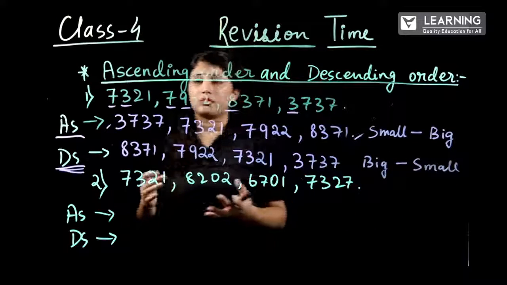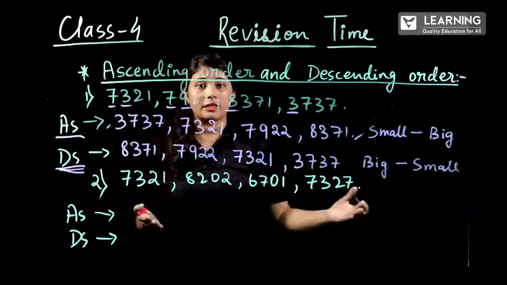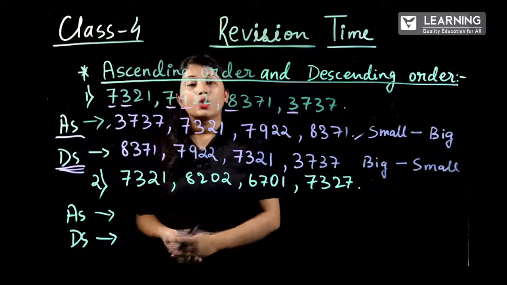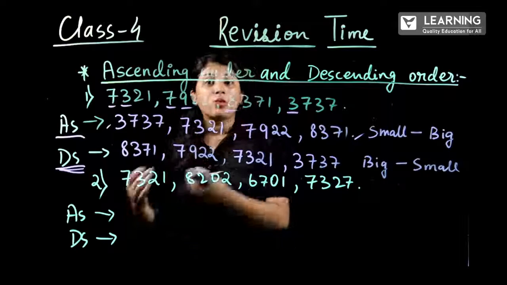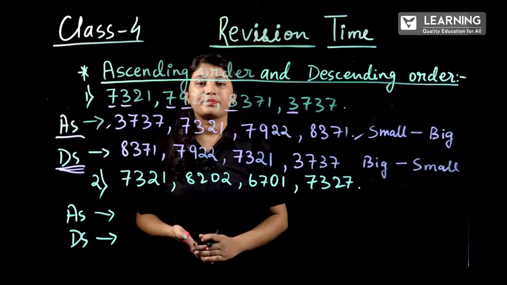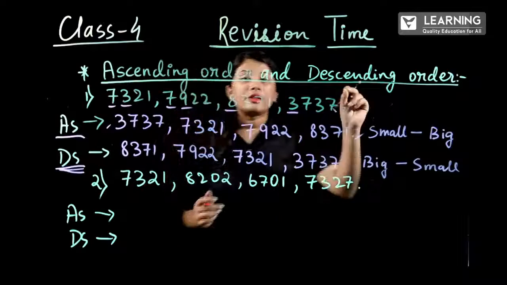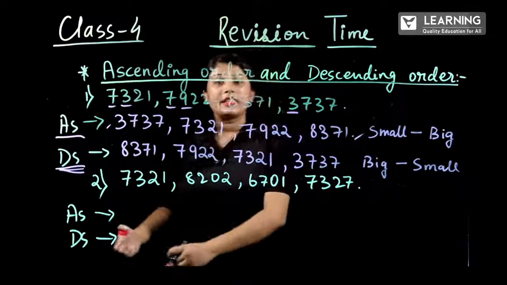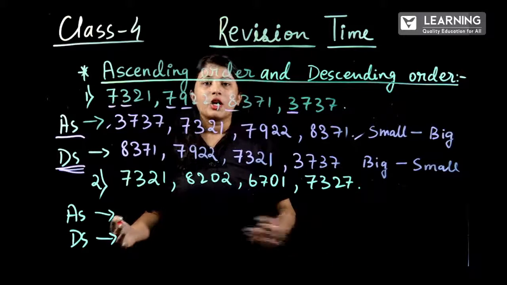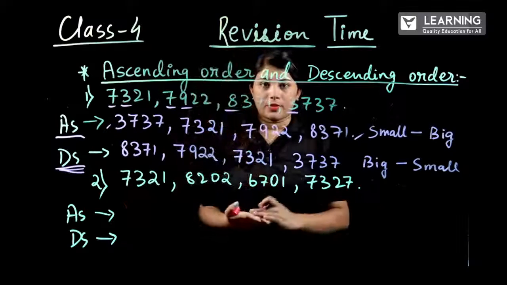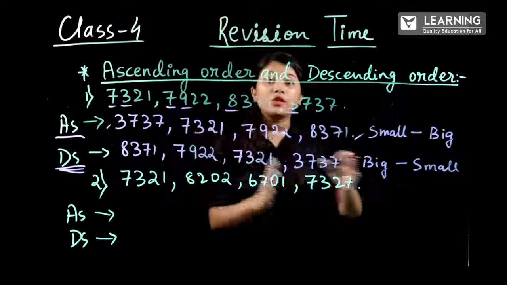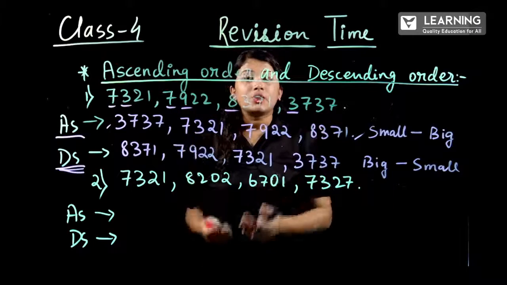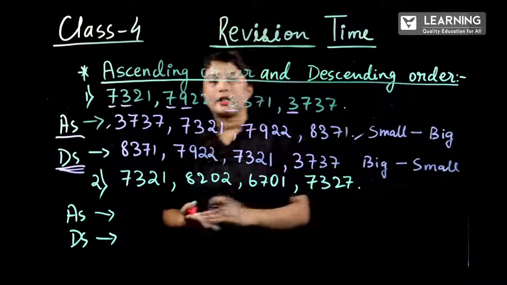I have seen most of the students, they suffer in ascending order and descending order. They are not able to find the smallest number from the sequence. That is why this revision time I have focused on ascending and descending order and also finding the greatest and smallest. So this was from your book itself. Check your book, write those questions. With this answer, you will be able to solve all the ascending and descending order.